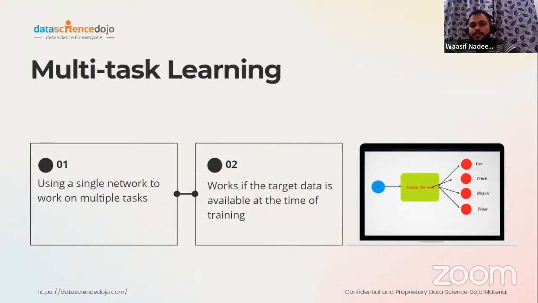But multitask learning requires us to have all the data at the time of training. Let's suppose we trained a model for dogs and cats. Now we want to introduce a class of parrots with less data. We have to train the model again from scratch, and that's called multitask learning.